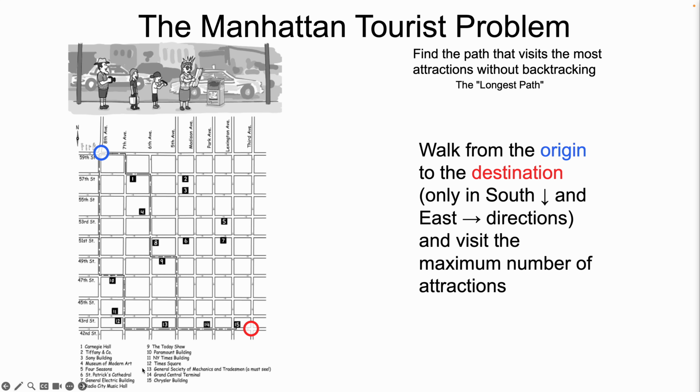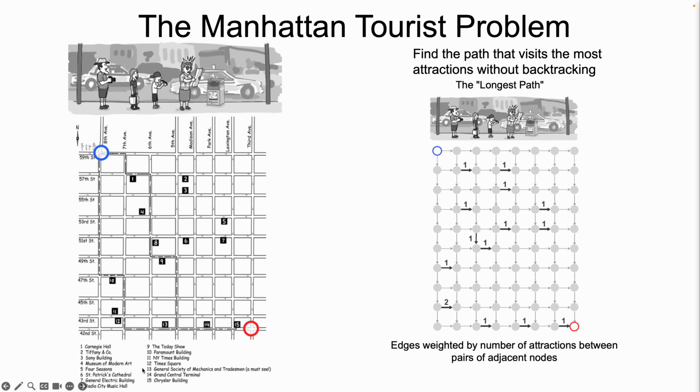Each one of these little black squares is an attraction. And so how do you get from one side to the other? Well, you can simplify that into a graph. And so here, all of the edges that have an attraction have been highlighted. So all of these dark arrows that have a 1 mean if you take that street across that block, you're going to get to see one thing. Okay. You can see there's only really one block down here where you get to see 2 attractions in one block.